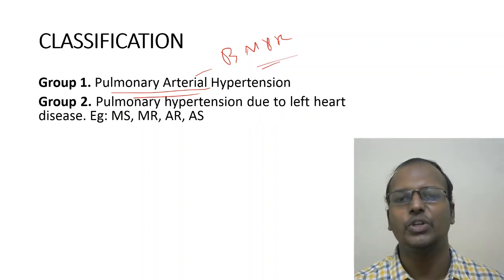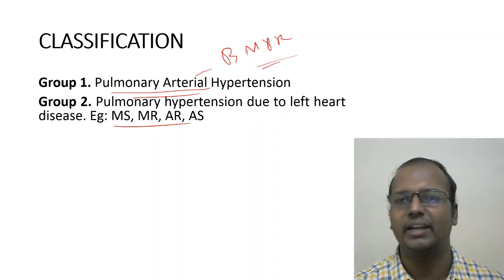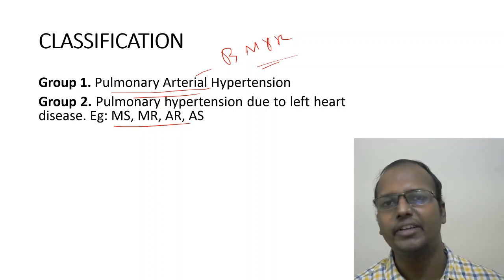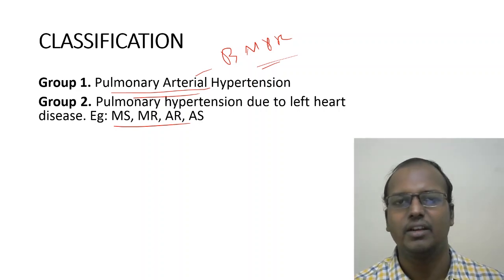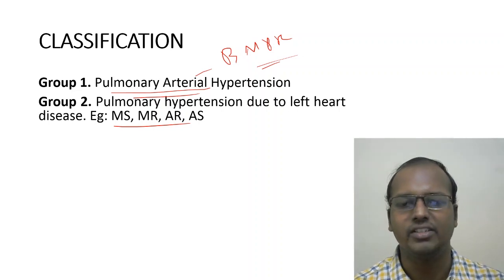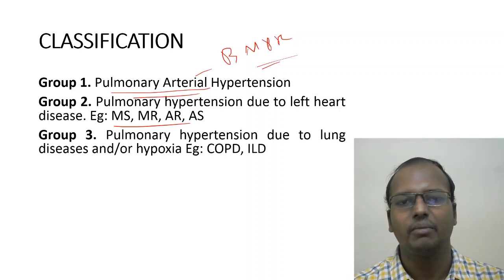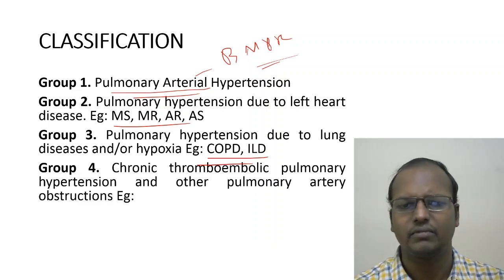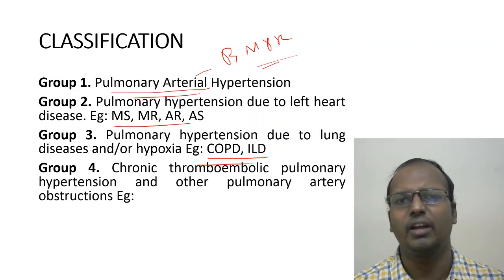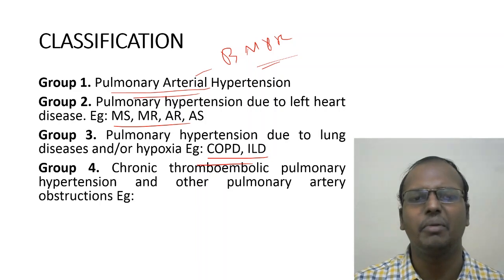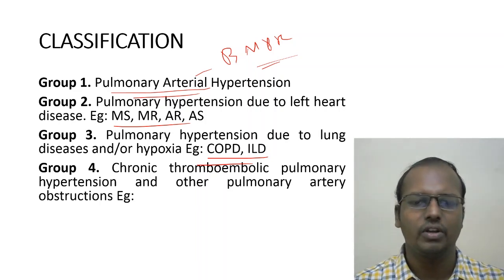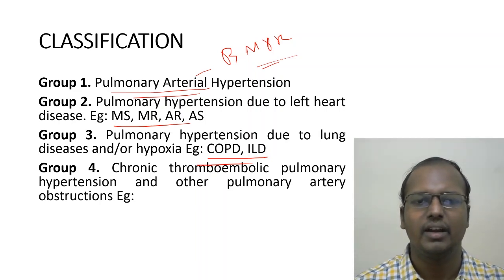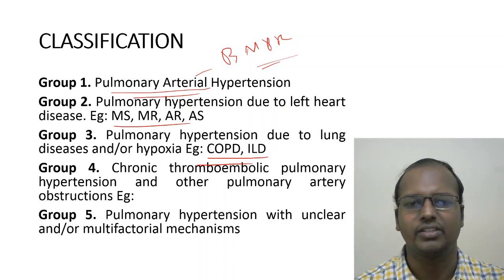Group 2 is pulmonary hypertension due to left heart disease, like mitral stenosis, mitral regurgitation, aortic stenosis or aortic regurgitation. Next comes pulmonary hypertension due to lung disease or hypoxia. The diagnosis includes COPD or ILD. There are a lot of other causes. Even obesity hypoventilation syndrome and OSA can also cause pulmonary hypertension. Remember that. And group 4 includes chronic thromboembolic pulmonary hypertension and other pulmonary artery obstructions.